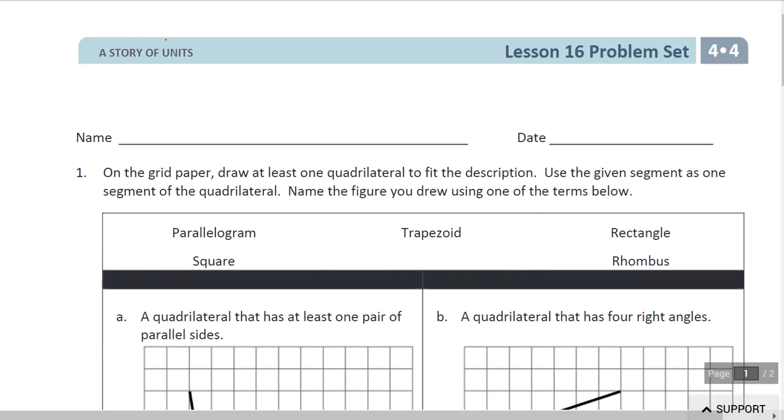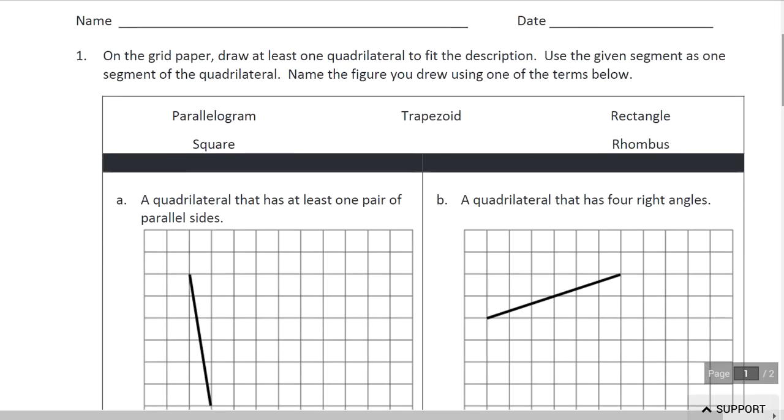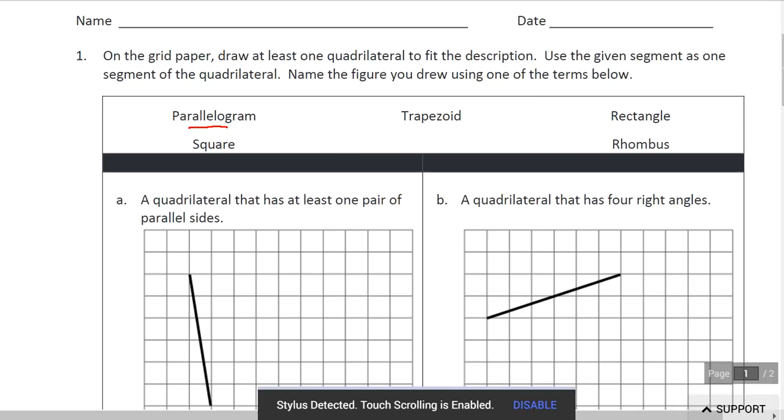All right, so for number 1, it says to use the grid paper. On the grid paper, draw at least one quadrilateral that fits the description. Use the given segment as one segment of the quadrilateral. Name the figure that you drew using one of the terms from below. These are our choices here: parallelogram, square, trapezoid, rectangle, or rhombus.